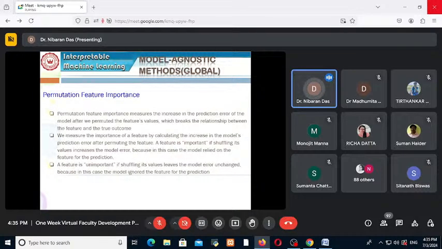Next is permutation feature importance. This model is very simple. You have a defined feature, and a particular feature's values are permuted. That means one feature's values will be permuted over all other features, and you will get defined results, and then you could understand how it would affect the corresponding outputs.